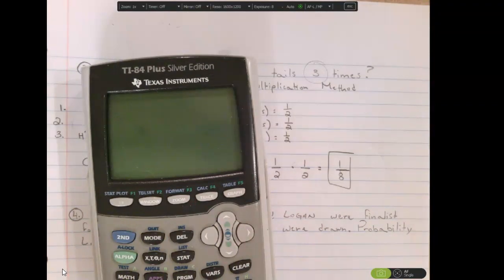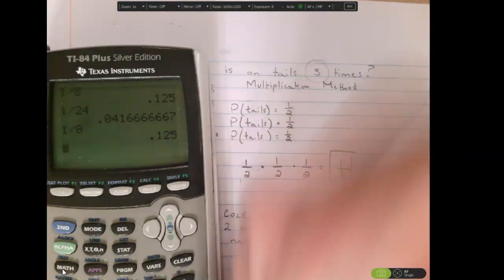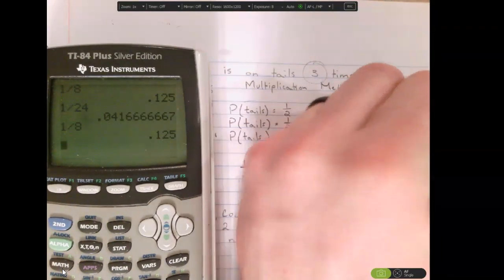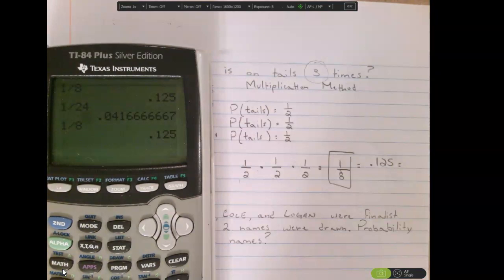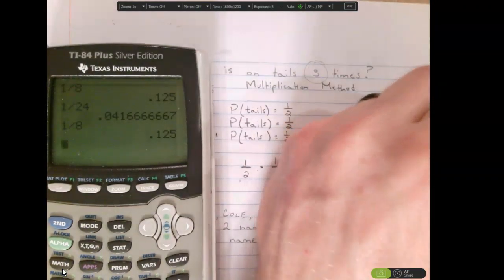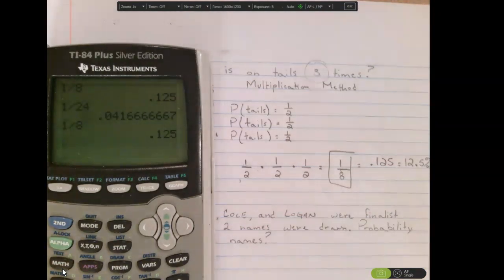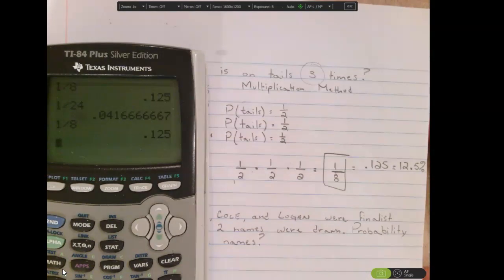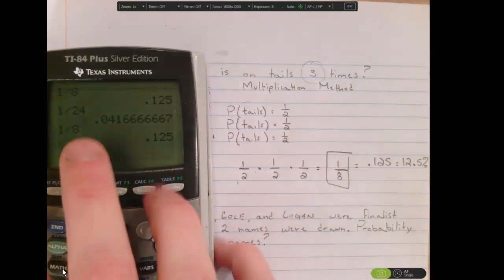Now, the last thing I want to do on this one is find what my probability is as a percent. So 1 divided by 8 is equal to 0.125. I move the decimal 2 spots to the right, 12.5%. And there you have it. There is your probability of flipping a coin and landing on tails 3 times.